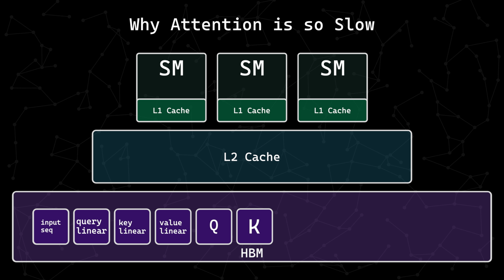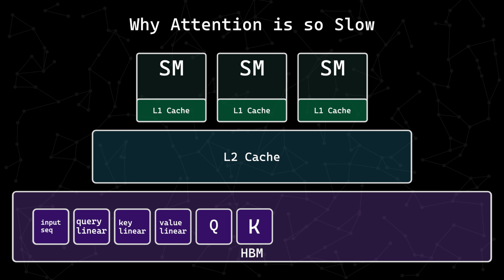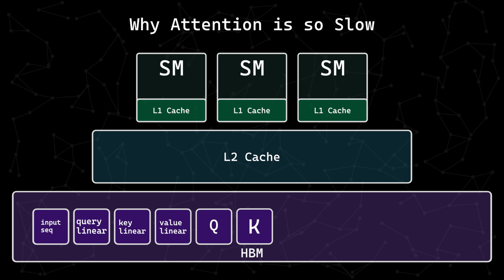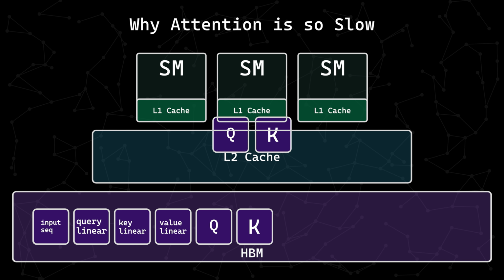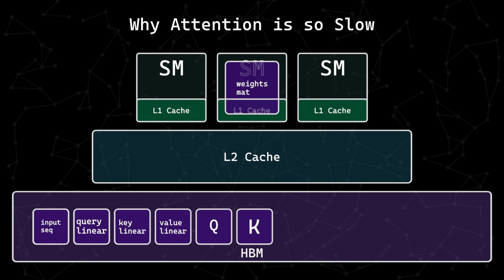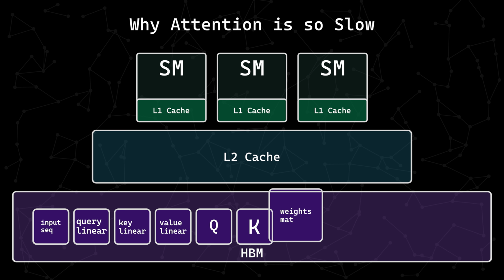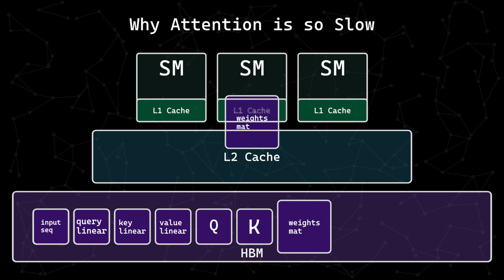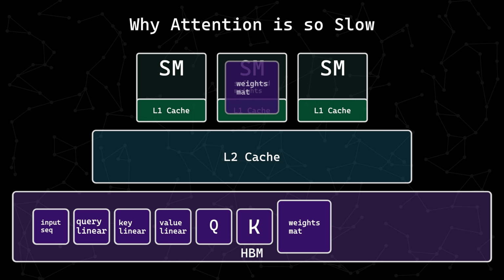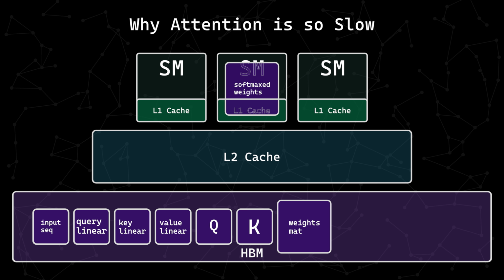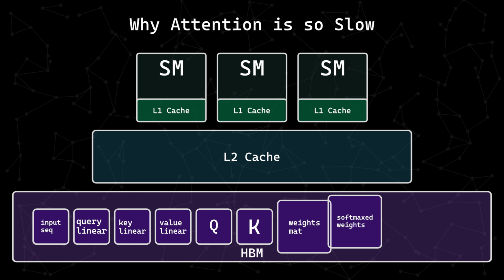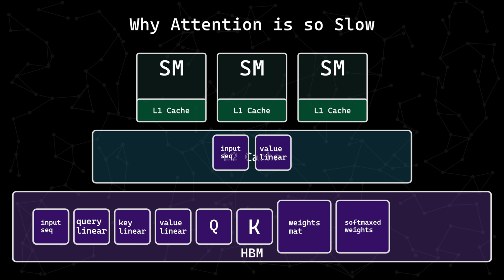Sure, some values from our input sequence may still be cached, but there aren't any guarantees, nor would it be enough for it to actually matter. Then, it'll see that it needs to multiply the results of the previous two operations and pull them back again from HBM. Okay, you get the point. Once we materialize our weights matrix, we have to move that giant thing around too. Don't forget that we have the softmax operation, linear layer for our value matrix, and final matmul between those results and the weights matrix left.